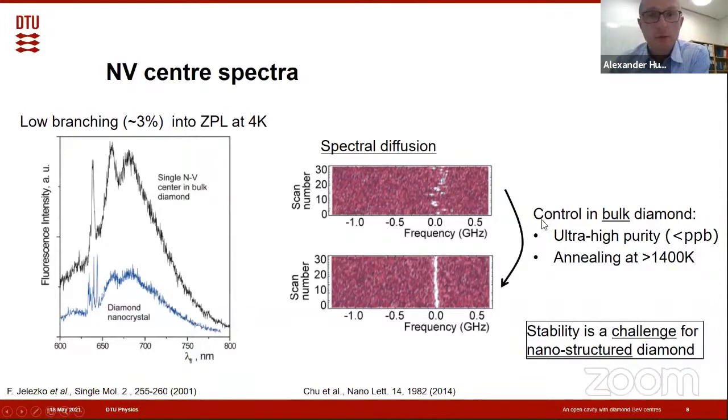Now in ultra pure diamonds, so diamonds with an impurity concentration in the range of parts per billion, and annealing at extremely high temperatures above 1400 degrees Celsius, I can purify the environment, stabilize the emitters, and get very stable and nice transitions. But engineering such a transition is really a challenge, in particular for nanophotonic or nanostructured diamond devices, which is important for technological applications.